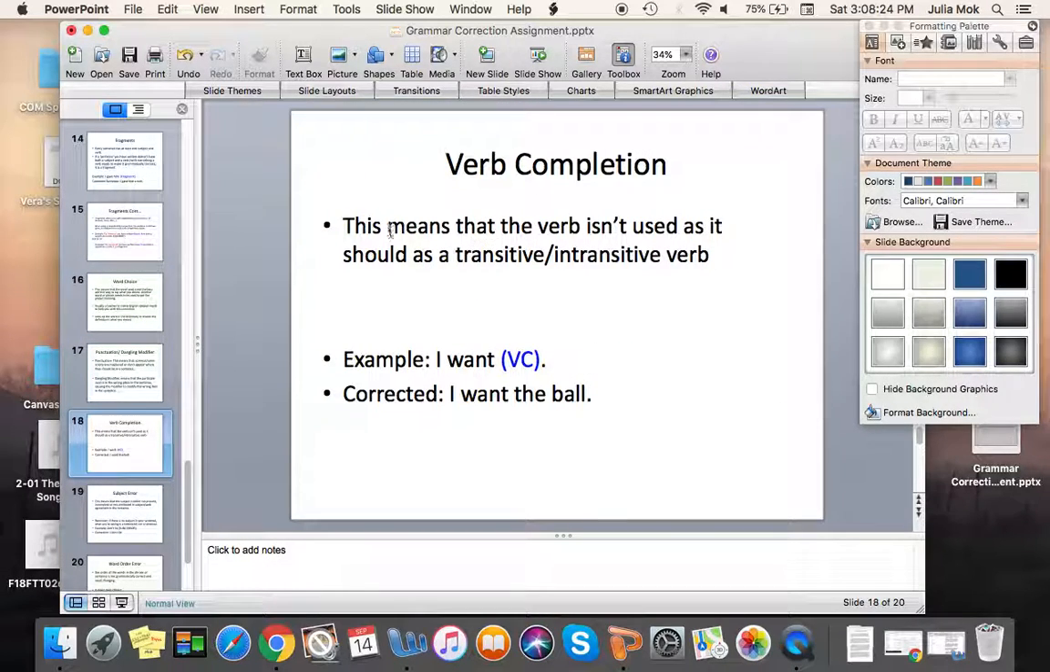Verb completion errors, which means that the verb isn't used as it should be, as a transitive or intransitive verb. Kind of similar to what we looked at before with give. So, for example, this is a very simple sentence: I want. Want is a transitive verb, so we need to have a direct object after we use the word want in English. We can't just say, I want. You need to tell me what you want, because that's what a transitive verb means. You need a direct object. So what do you want? I want the ball. And that's how you would complete the verb and make the error go away.